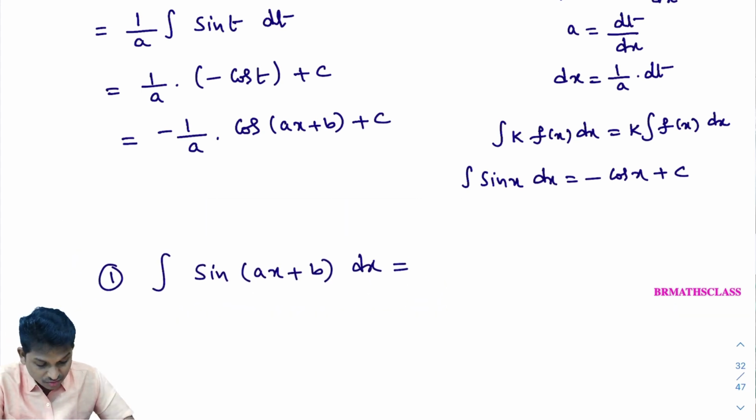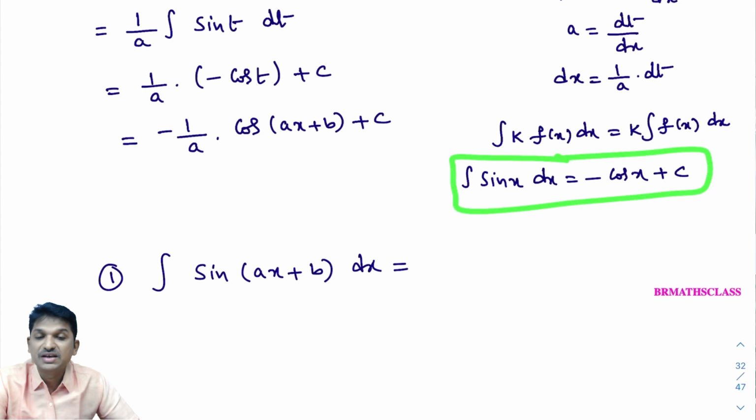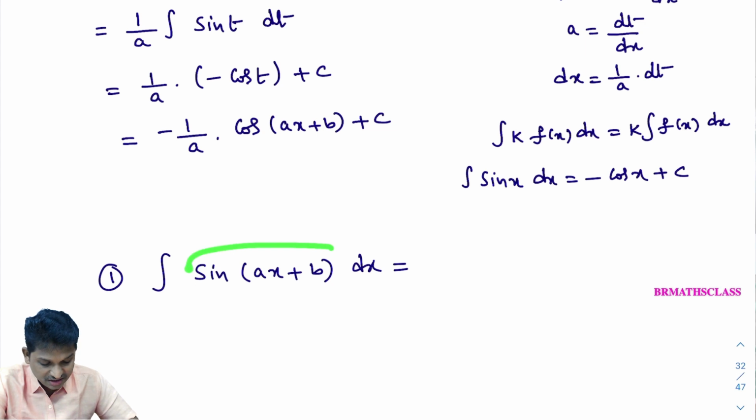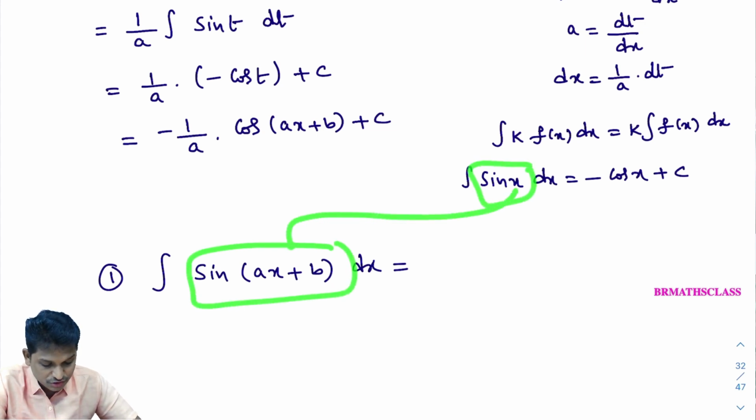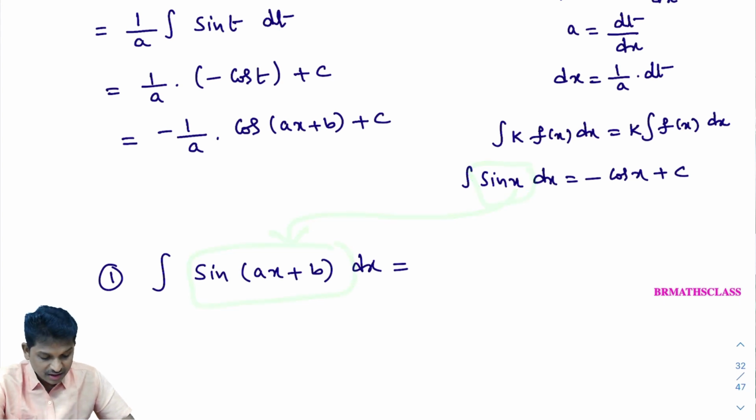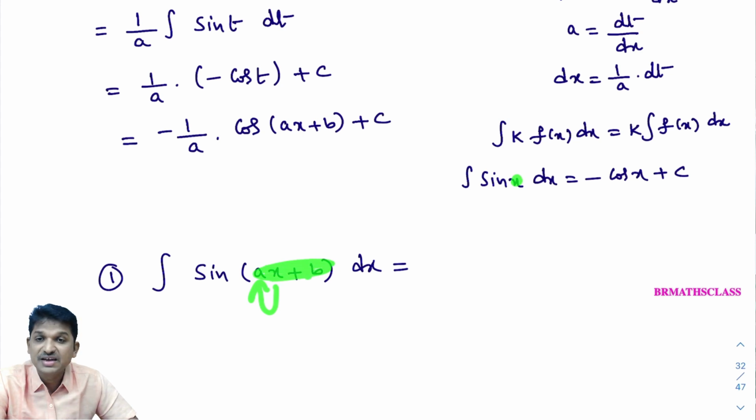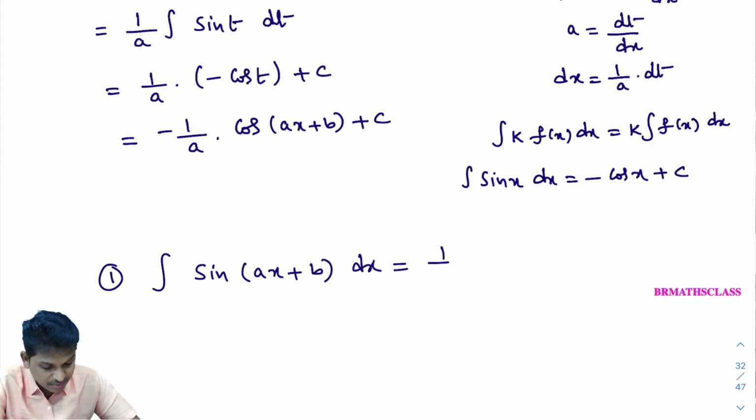Okay. Now, what you identified? You know this formula. Integral of sin x dx is minus cos x plus c. Here, in this question, if you observe, in place of x, ax plus b is present. In place of x, if ax plus b is present, we will write the answer directly. How? First thing, here ax plus b is there. What is the x coefficient in this? The x coefficient is a. In place of x, if ax plus b is present, then its answer starts with 1 by x coefficient.